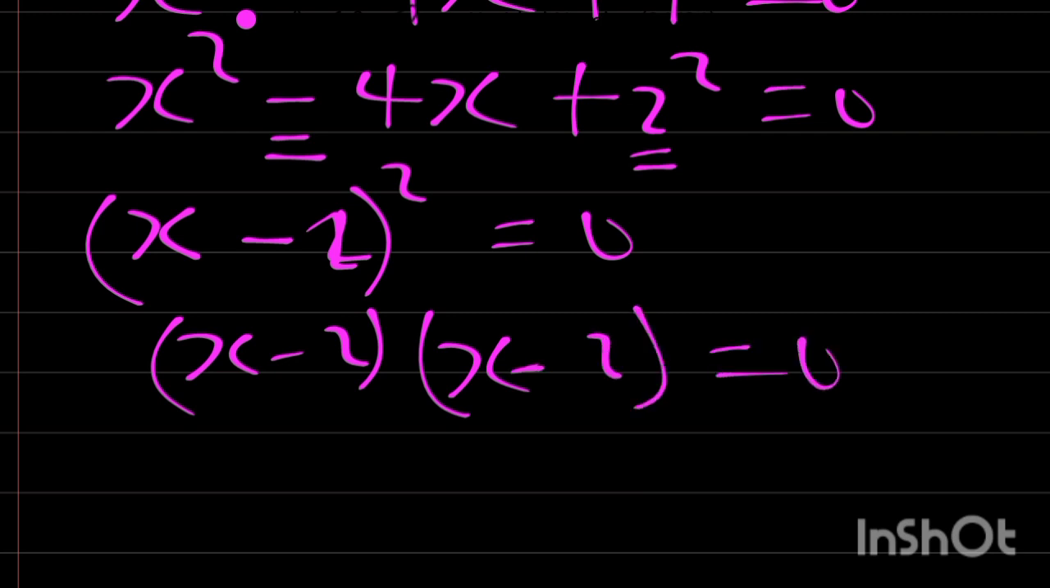You can see that it's a quadratic equation that has one value, x is equal to 2 twice. So any expression like that is a perfect square. So I believe we have learned how to factorize a perfect square.